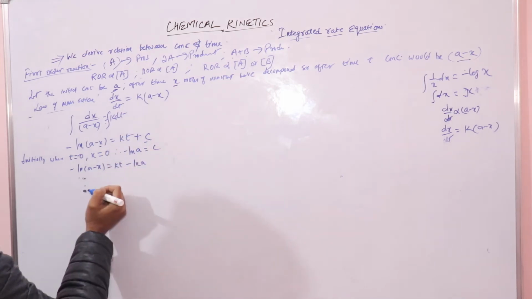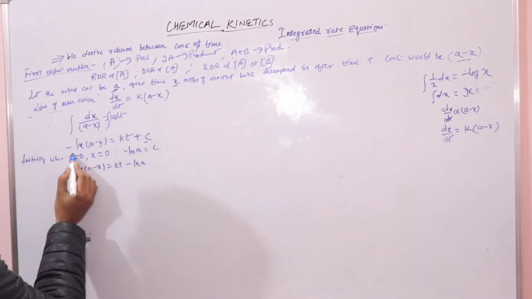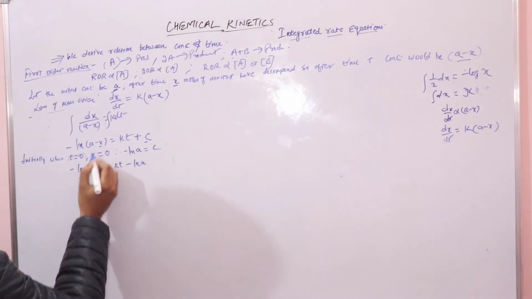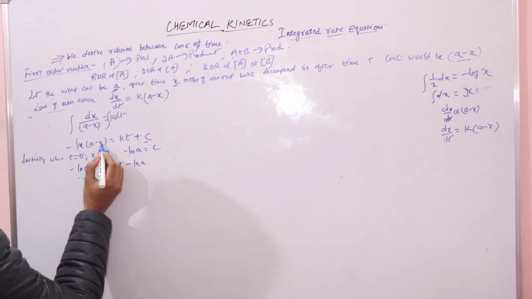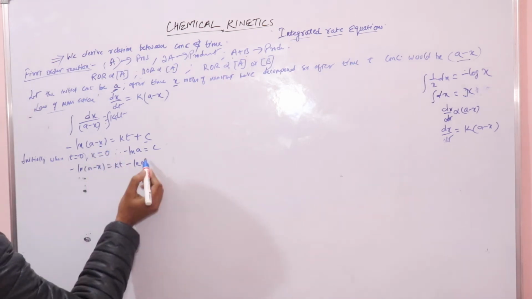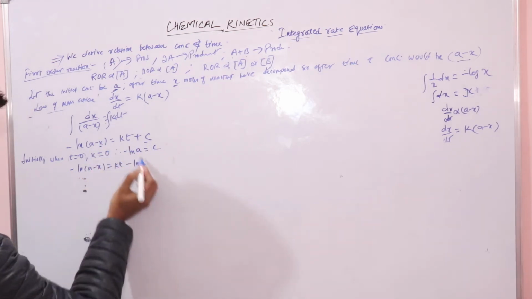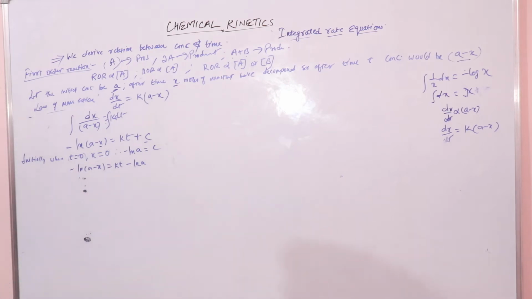To get the value of C, we put this condition: initially at t equal to 0, number of reactants decomposed would be 0, right? Because initially X is 0. So we get this value of C. So we put this value here, right? So now we'll again rearrange it, right, to find K.